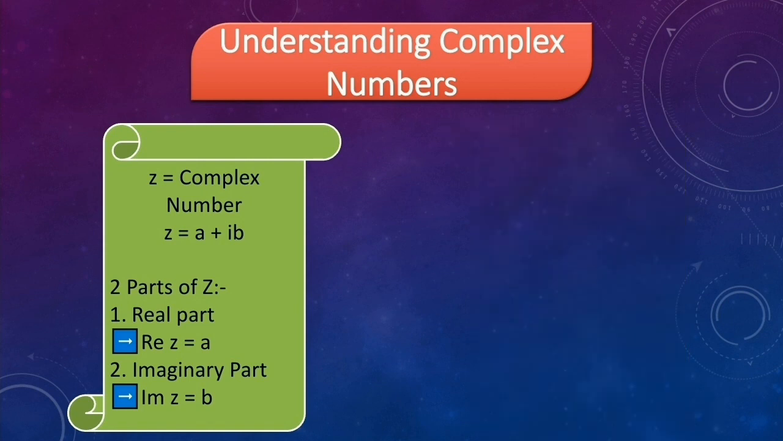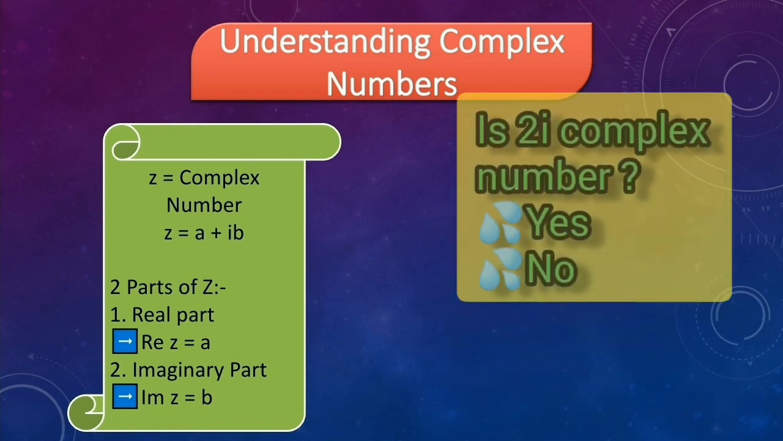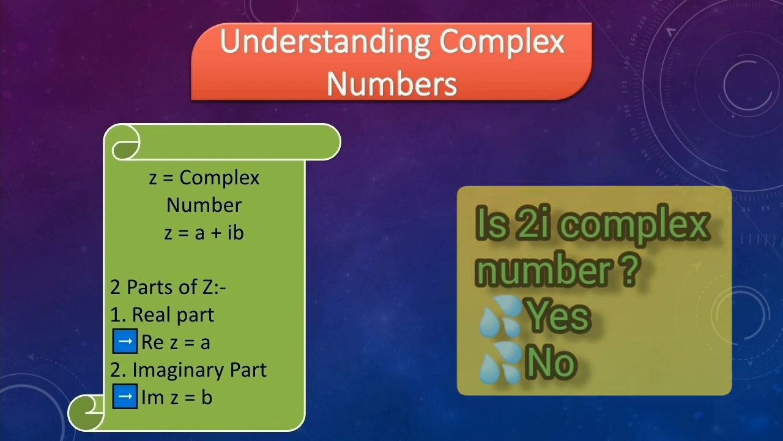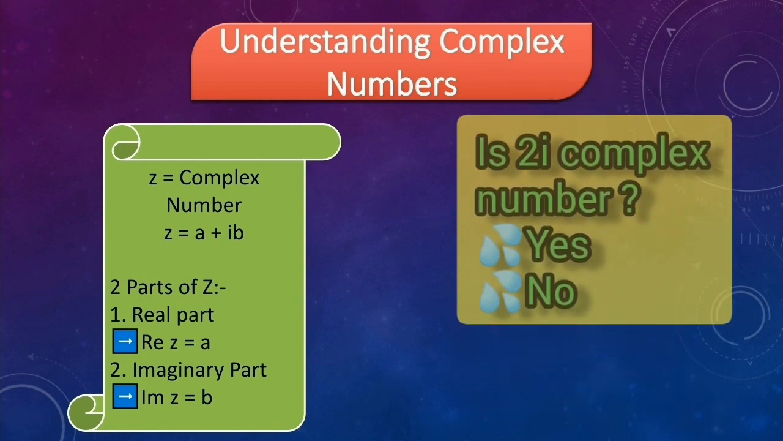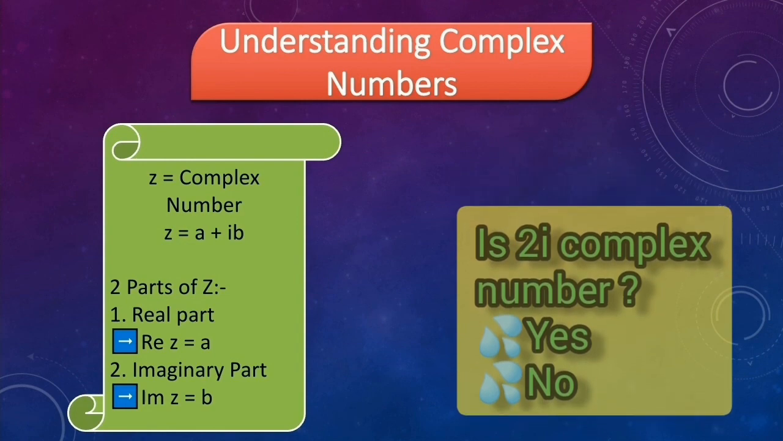I have a question for you. Is 2 iota a complex number? If yes, then what are its real part and imaginary part? To check the correct answer, you can look in the description.